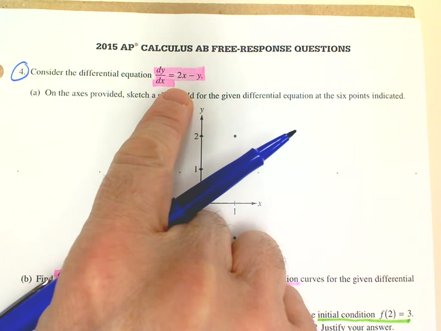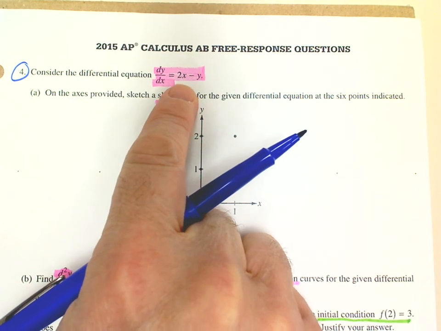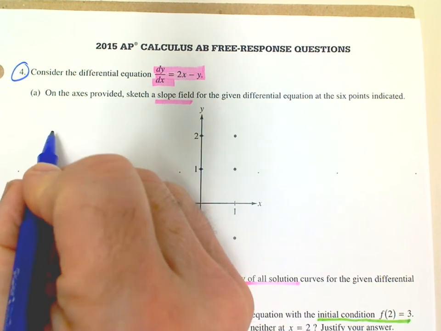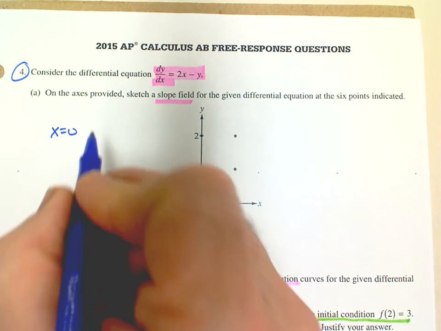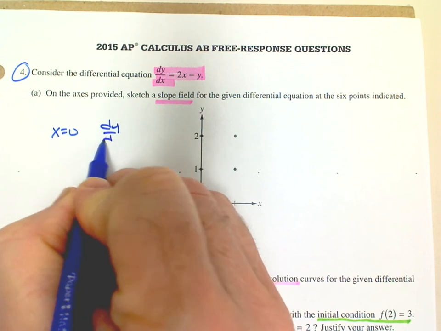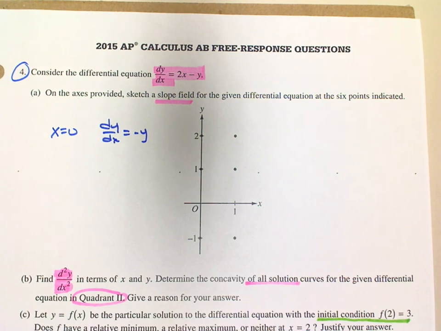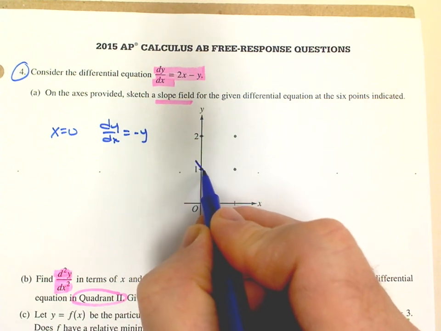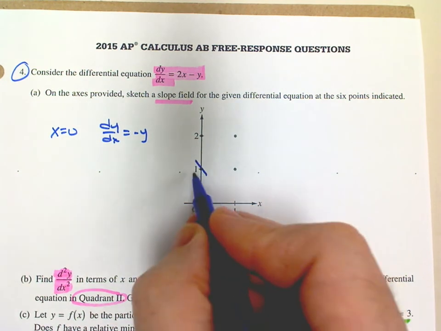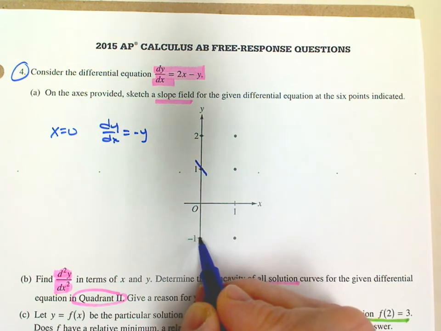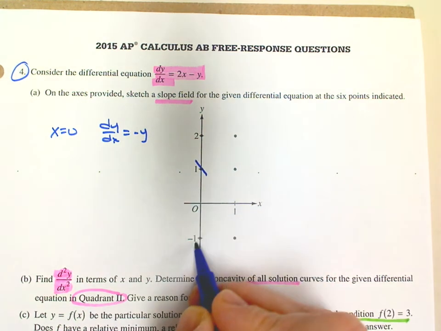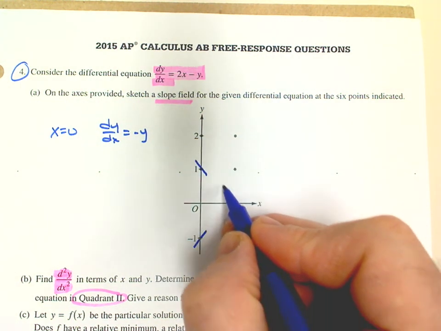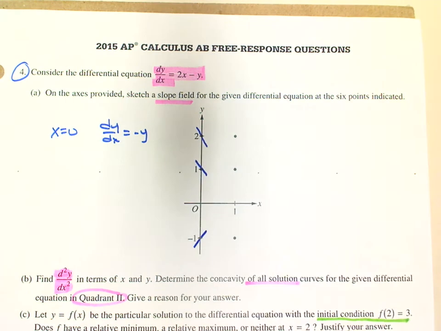But as I look at this, one observation I can make is, wait a second, there's not a lot of points here, but I see all of these are when x equals 0. When x equals 0, this simply becomes dy/dx equals the opposite of y. So at 1, I should put a tick mark that has a slope of -1. It's kind of pointing from here to here. At -1, I should have a +1. It should kind of point up in that direction. At 2, I should have -2. It should be pointing down like this.